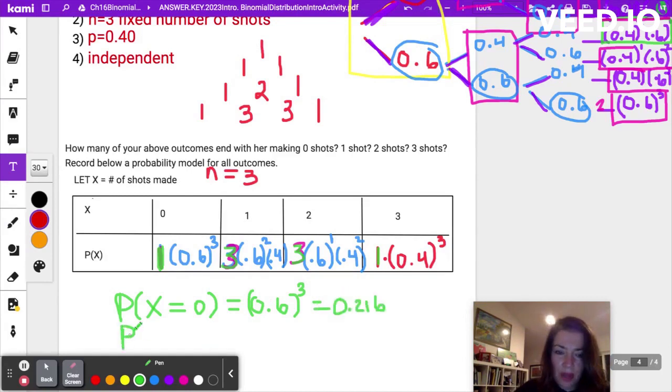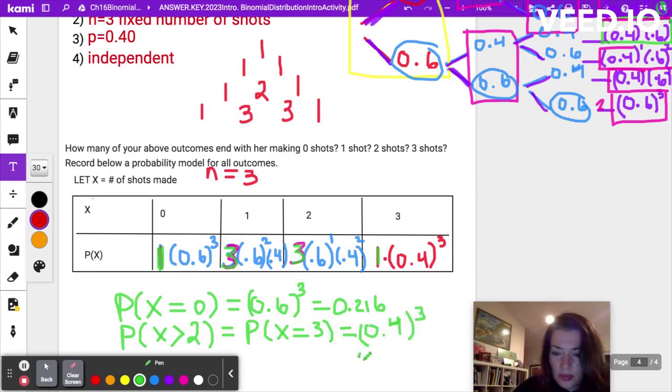And you can answer many probability questions. For example, what would be the probability of making more than 2 shots? Making more than 2 shots is equivalent to making 3 shots, because not including 2, more than 2 means the probability of x equals 3. If you look at our probability model, that would just be 0.4 cubed. Well, 0.4 cubed is 0.064. And there you go. Here's an example of a binomial setting with a tree diagram and a probability model.